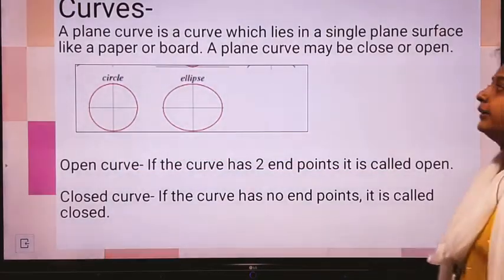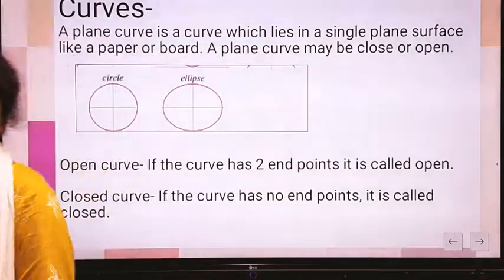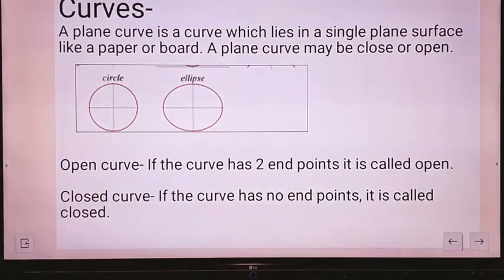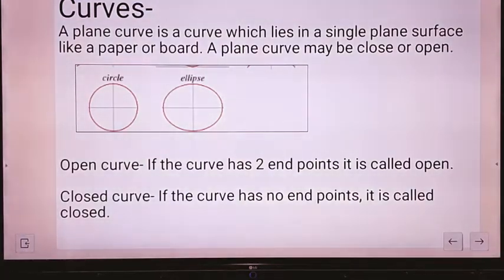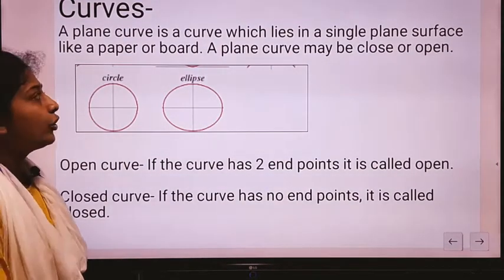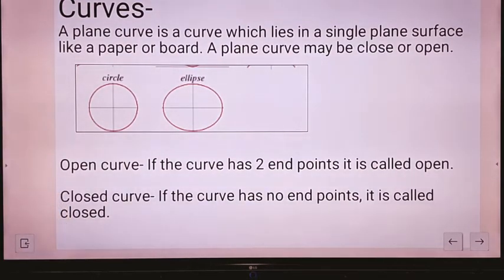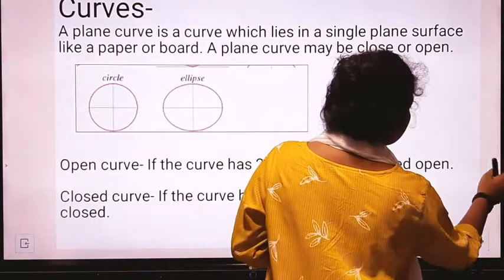First of all, we have to talk about the curves. What is a curve? A plane curve is a curve which lies in a single plane surface like a paper or a board. A plane curve may be closed or open. Beta, what is a curve?